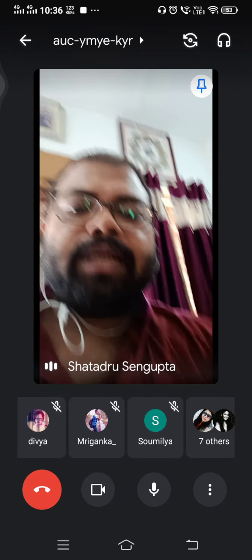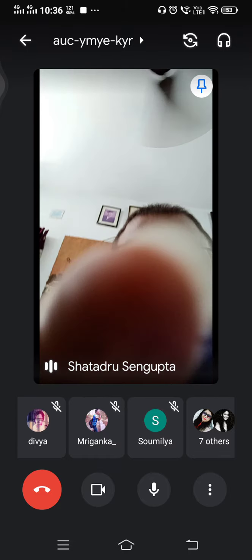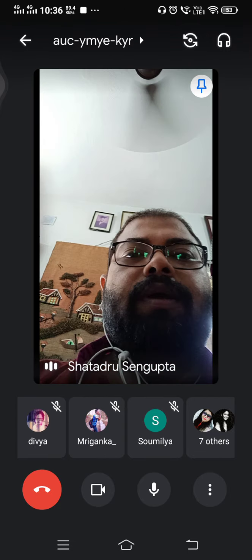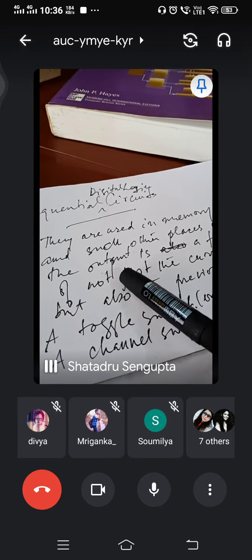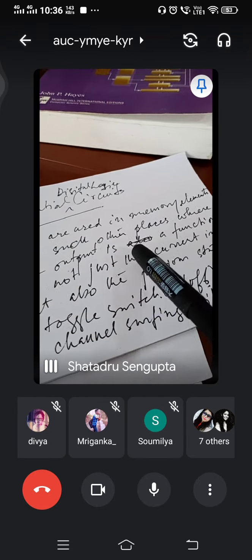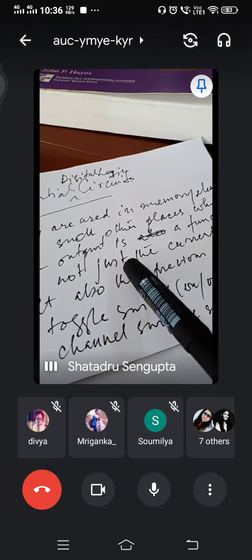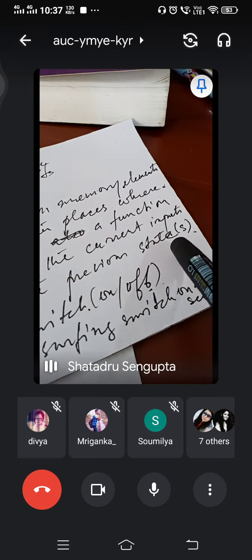Now, why do we actually need that in case of a computer? Well, as I said, they are used in memory elements and such other places where the output is a function of not just the current input but also the previous states.